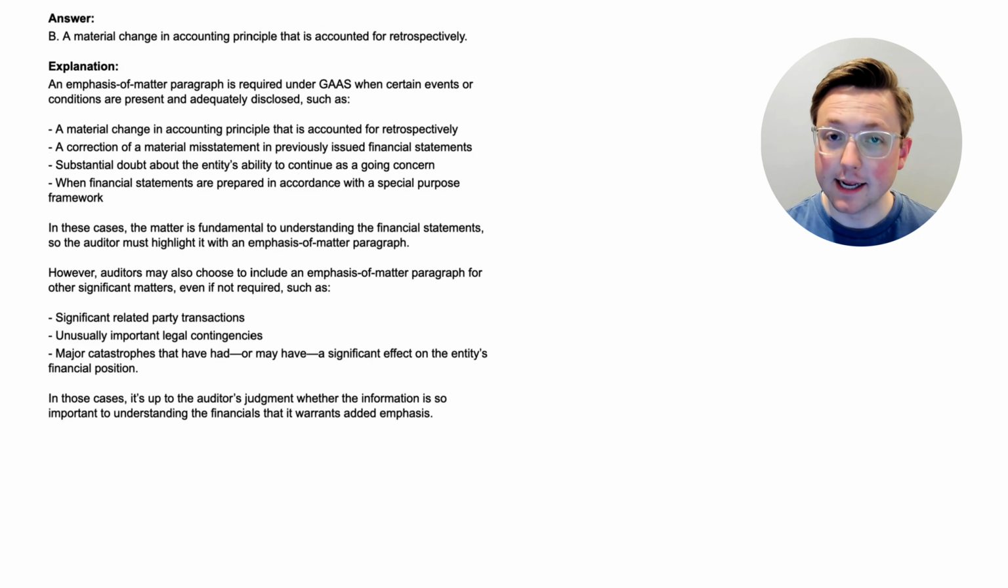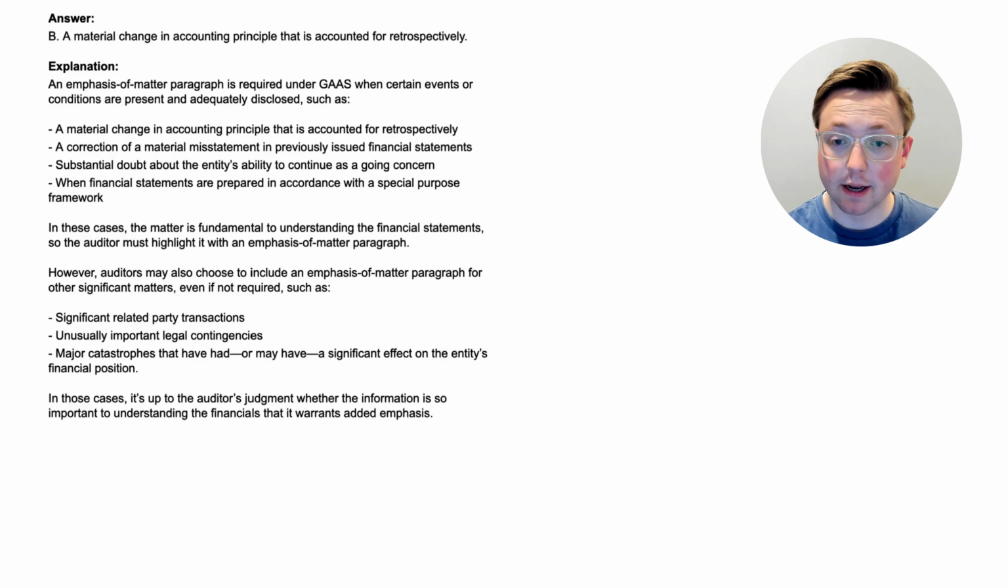All right, here we are at the answer. B, a material change in accounting principle that is accounted for retrospectively, that would require an emphasis of matter paragraph in the report. So let's dive into this and understand what we're even talking about here. An emphasis of matter paragraph is required under GAAS when certain events or conditions are present and adequately disclosed, such as, so these are the events where it has to be in there, it is required.